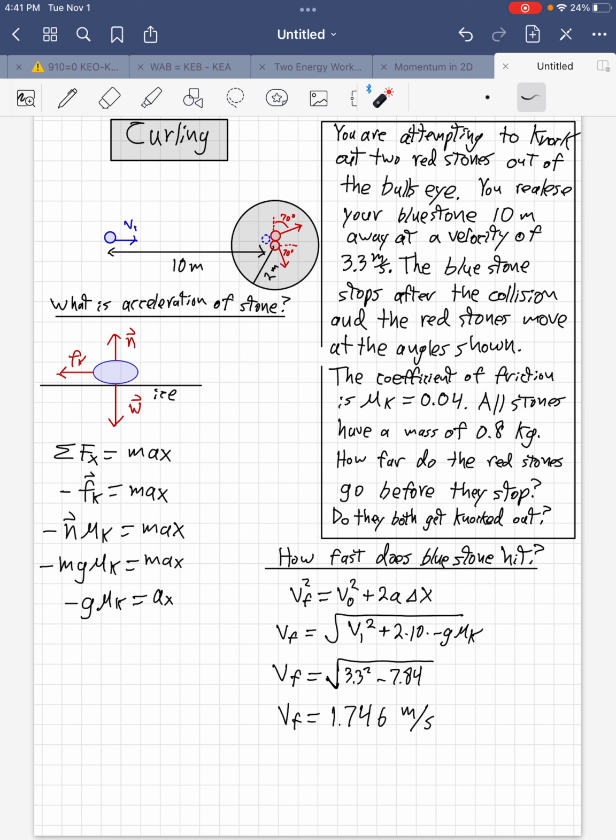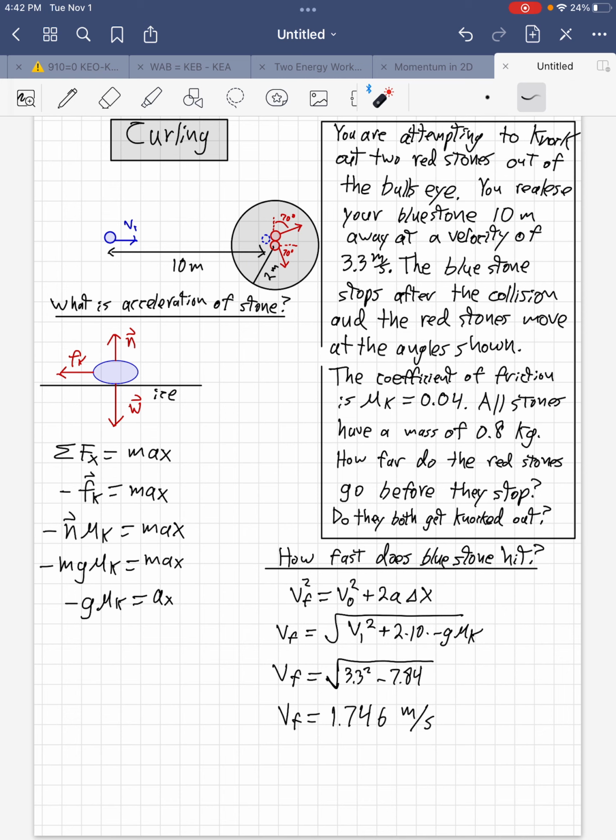There's two red stones near the bullseye, and the blue stone stops after it hits, and the red stones continue on. One gets knocked 70 degrees away from the vertical direction, and one gets knocked 70 degrees down away from this horizontal line. All the stones have a mass of 0.8 kilograms, and we want to know how far the red stones go before friction brings them to a stop. And we want to know, do they get knocked out of this circle? Because if you stay inside this circle, the red team can get points. So we want to knock them out.